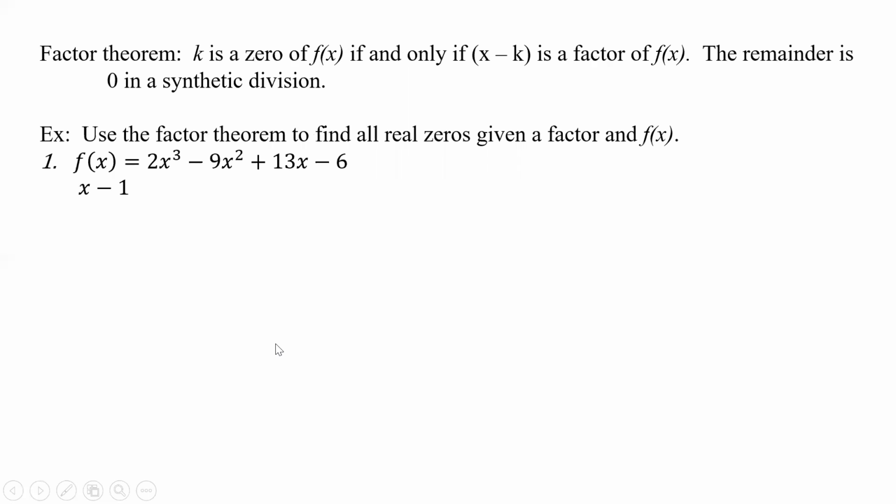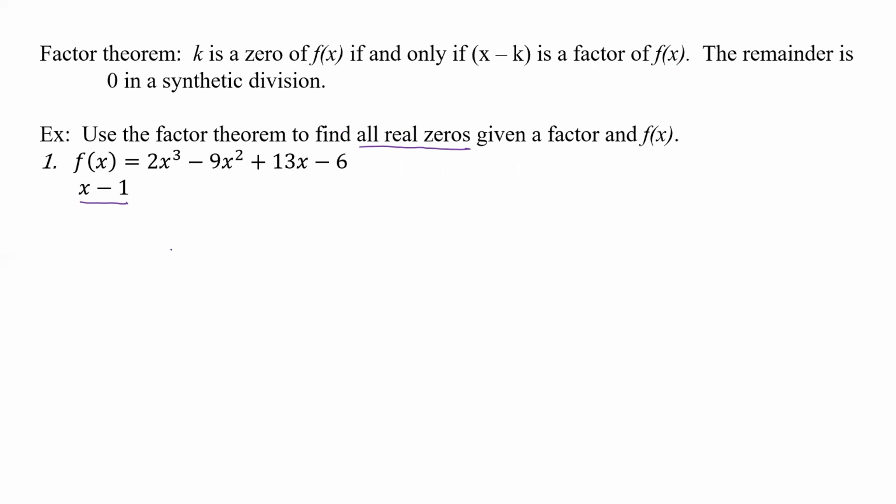Now, we can also use synthetic division to factor, or at least partially factor, to a point where we can then factor on our own. This is called the factor theorem, and k is a zero of f of x if and only if x minus k is a factor of f of x. So that means the remainder is 0 in synthetic division. So we want to see if this is going to be a factor, and then if it is, we need to go ahead and find all the real zeros of that.